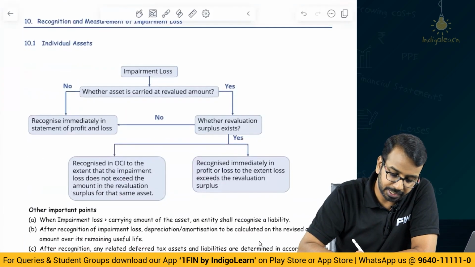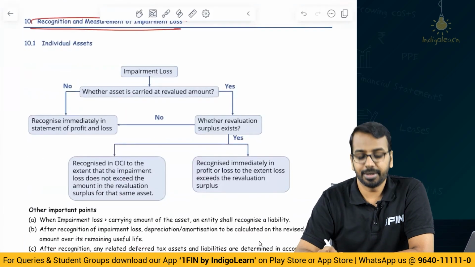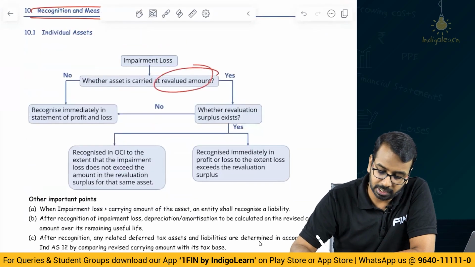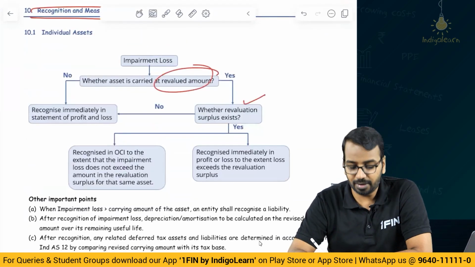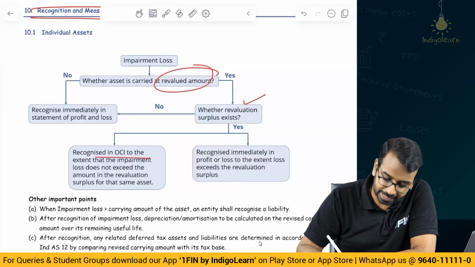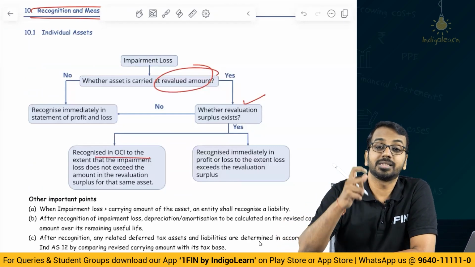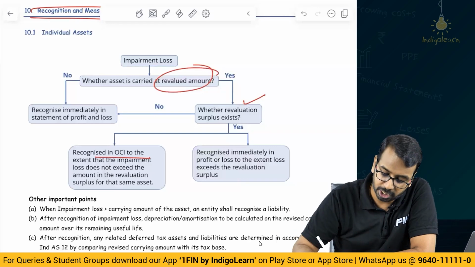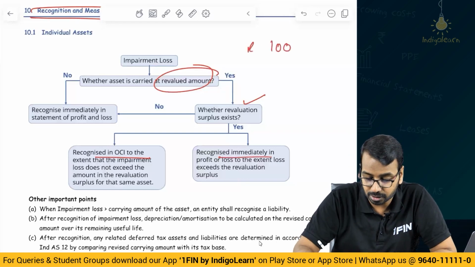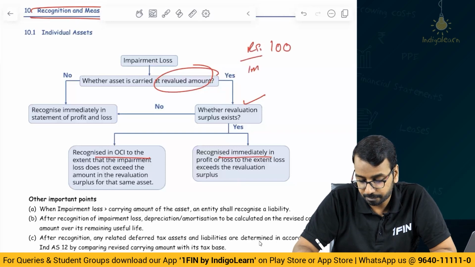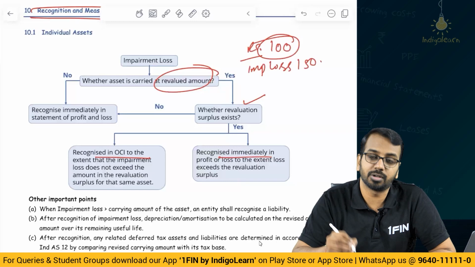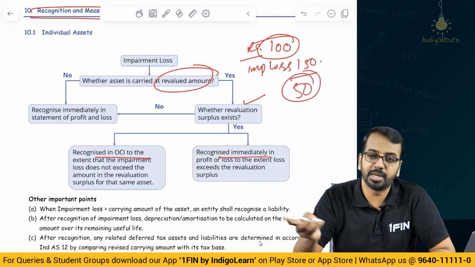Now very important, how do you recognize and measure the impairment loss? Now as far as impairment loss is concerned, if you are following the revaluation model, then if there is a revaluation surplus, you will recognize it in the OCI, you will debit it to OCI, and if the balance is not sufficient for that specific asset, you will recognize in P&L. So what does that mean? Let us say 100 is the revaluation surplus, impairment loss is 150. So 100 will be debited to revaluation surplus, balance 50 will be debited to P&L.